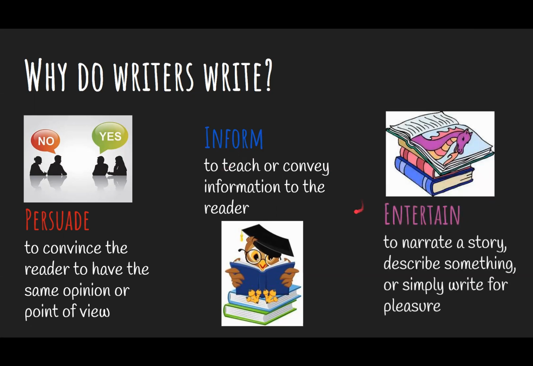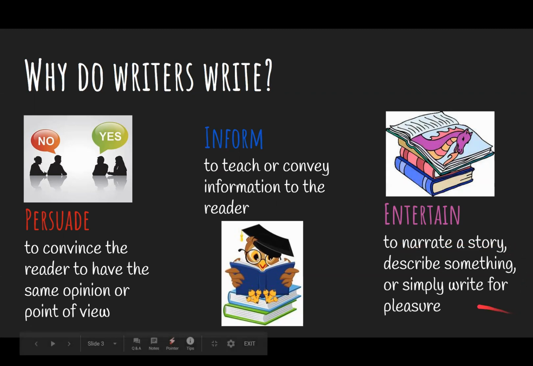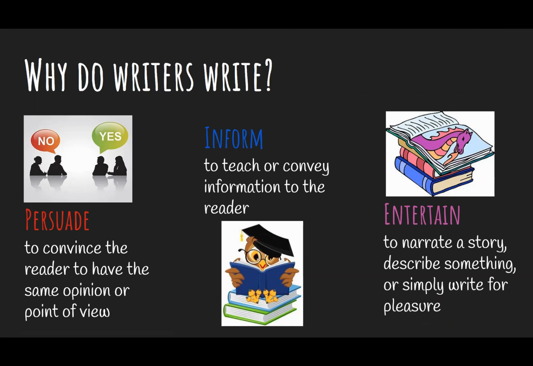And entertain. An example of entertain could be a story, like Cinderella, where we're narrating a story, right? And the author must have just been writing for pleasure when they wrote the story, right? They're also describing a character and a storyline. So these are 3 types of author's purpose.